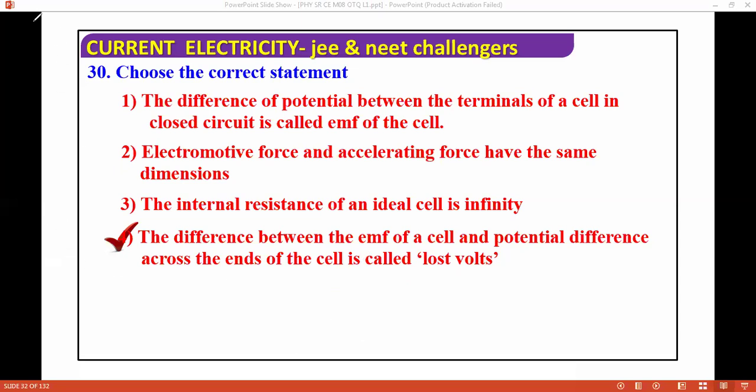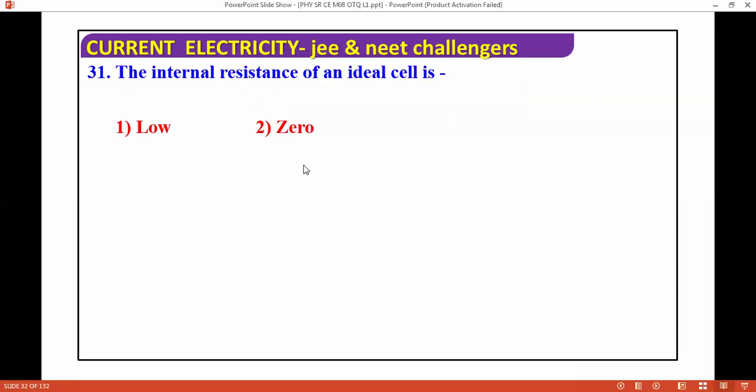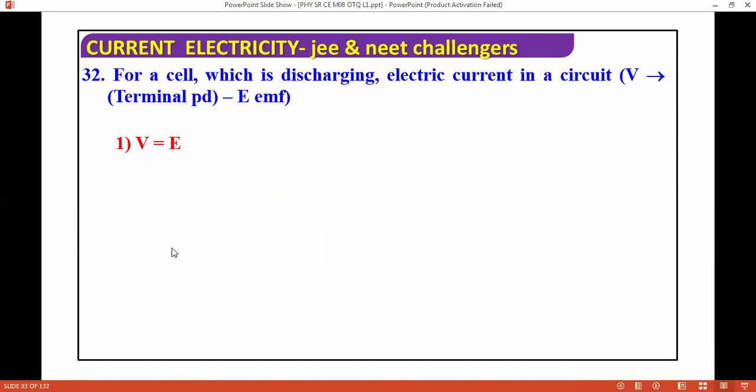Okay, it's a basic common sense question. There are no big concepts here. But if you know, you know. If you don't know, you don't know. Internal resistance of an ideal cell, this is a very easy question, doable for everybody. So the answer is zero.